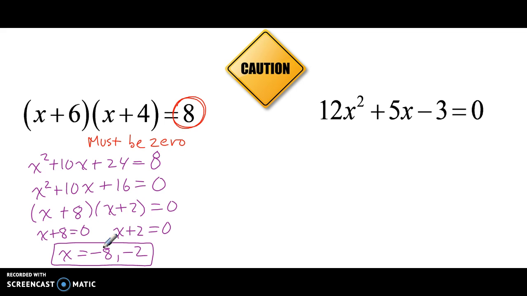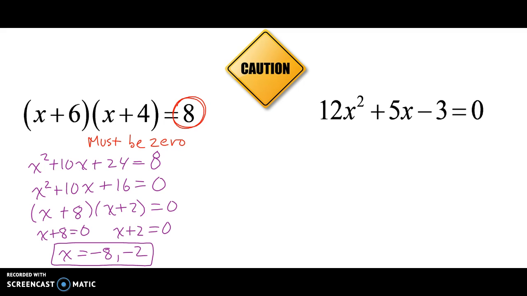So if it's not equal to 0, you've got to get it equal to 0 before you do anything else. Don't just bulldoze your way forward as if it's any other problem. That's a major problem and needs to get fixed immediately. So that's one thing to be aware of. Products have to be equal to 0.